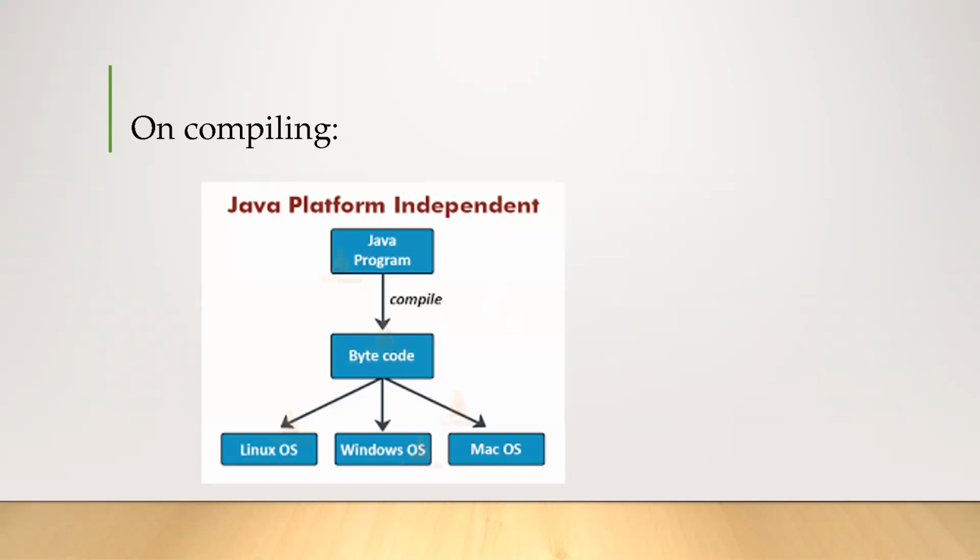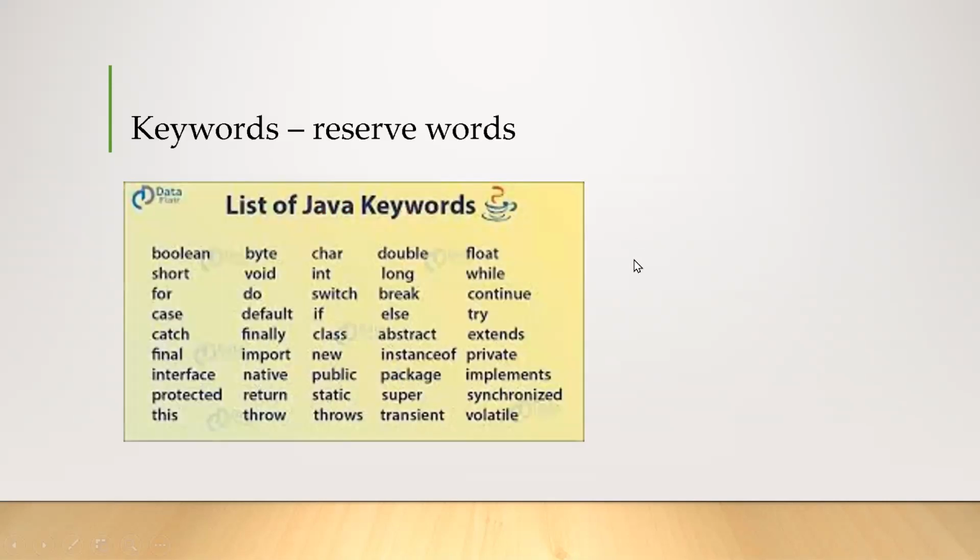Next, let me take you to the next slide. There are some reserved words in Java. We cannot use them; we cannot use any random words. Some words are confined to Java, and you cannot use them in your coding. These are called reserved words or keywords. This is the list of keywords. Just have a look at all these keywords. You will get familiarized with them by the end of this course.